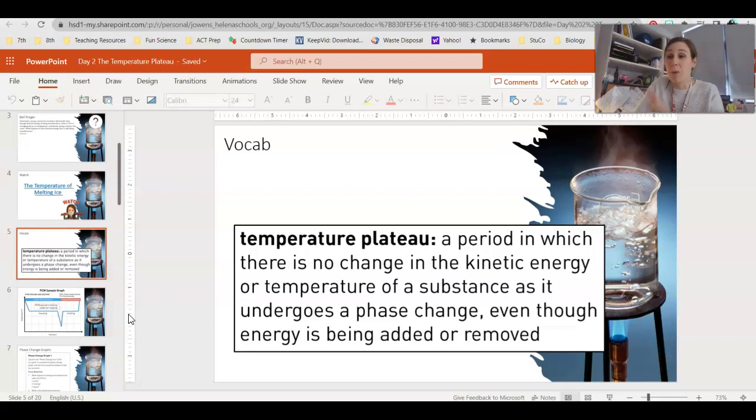undergoes a phase change. So while that ice is melting, there's no change in the temperature, no change in the kinetic energy, even though we're putting heat into it to melt it, whether that heat's just coming from our surroundings or if it's coming from some kind of heat source. So even though energy is being added or removed.